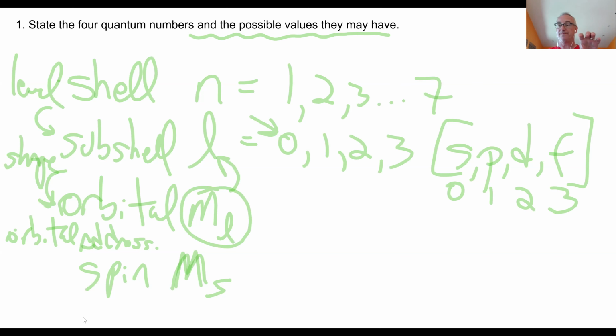Now the orbital number basically gives you the information of how many orbitals there are inside each of these subshells. And remember, that m sub l can be any value between minus l all the way to plus l. Okay, that defines m sub l. So whatever l is, 0, 1, 2, 3, m sub l is negative that number, 0, to positive that number. That's why S is given the number 0, because how many orbitals are there in an S subshell?